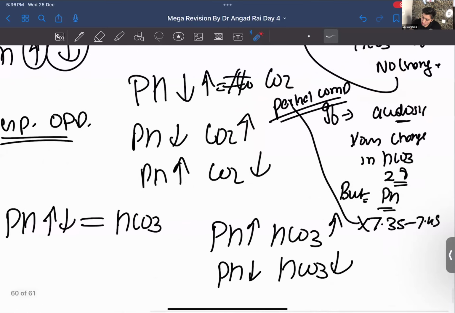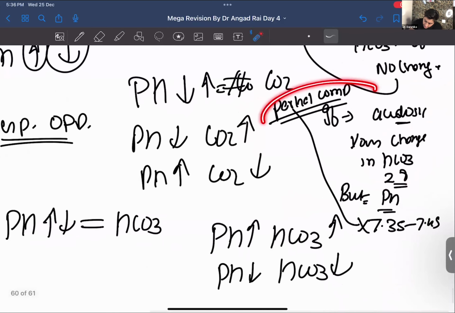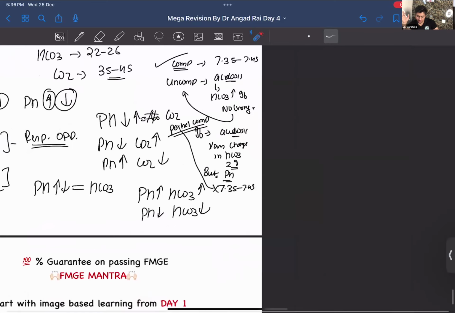But if in the same question acidosis is there, and we saw that the bicarbonate increased maybe to 28, but still the pH was not coming between 7.35 to 7.45, now you will call it partially compensated. Okay. Sorted? ABG, very sorted? Yeah, perfect.